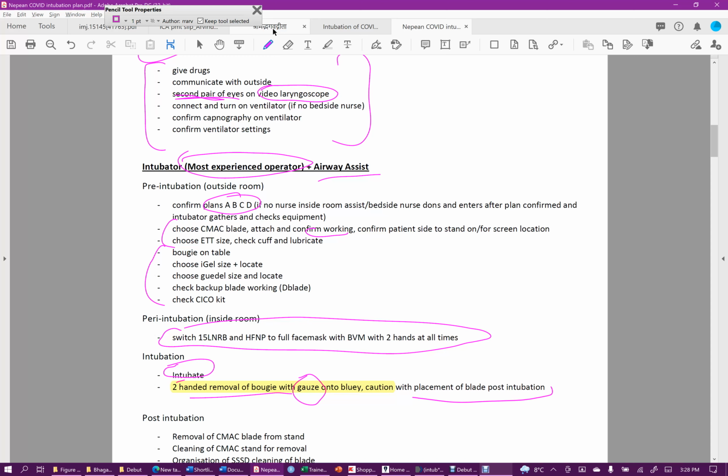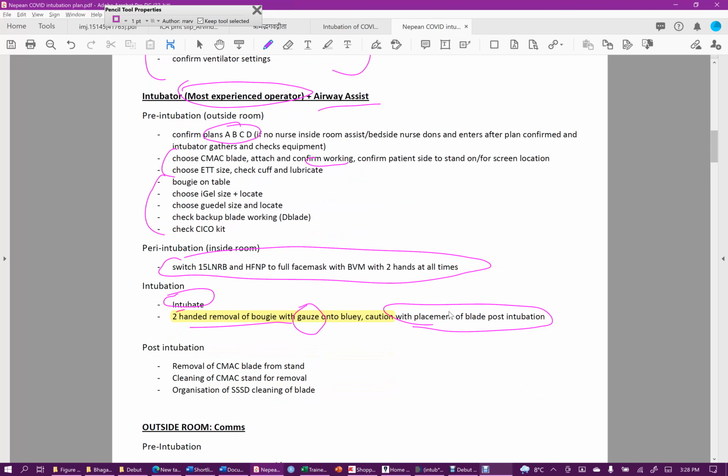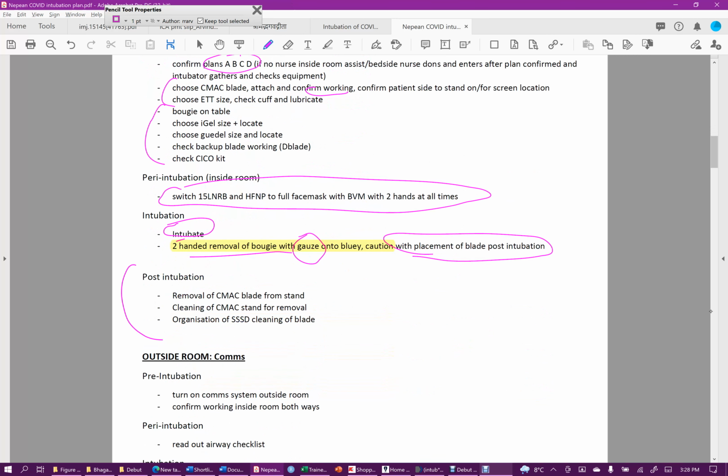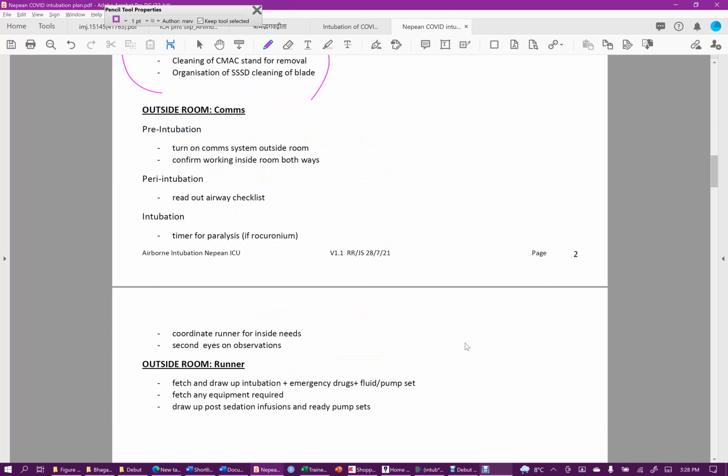Same thing, be cautious with the blade placement. Just make sure that you keep it aside so that nobody comes in contact with it unnecessarily. After that, there's all the cleaning, etc. Now what's the role of the outside person?